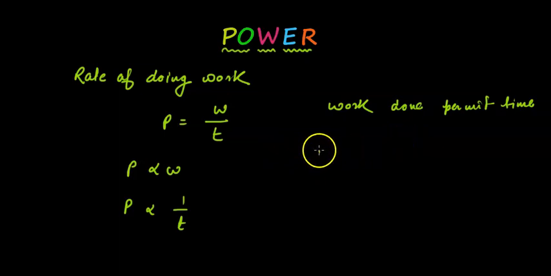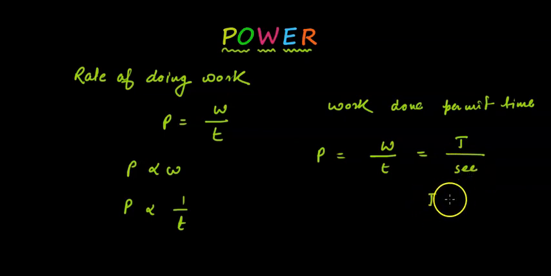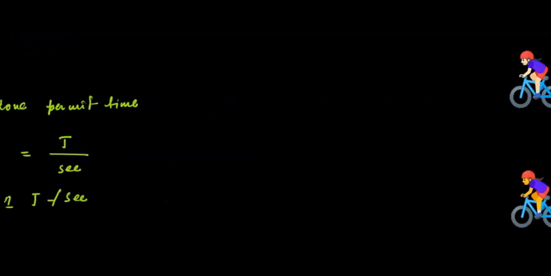We can say power is work upon time. So the work unit is joule and time is second, so the power unit is joule per second. Or instead of saying joule per second, we can say watt. So 1 watt is 1 joule per second. We'll come back to the unit later, but first we need to understand the physical significance of power. How can we actually imagine which one has more power and which one has less power?